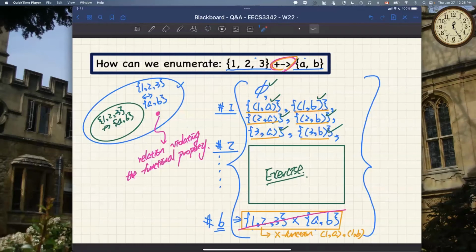Oh, within that set, there's a... because okay, I see.